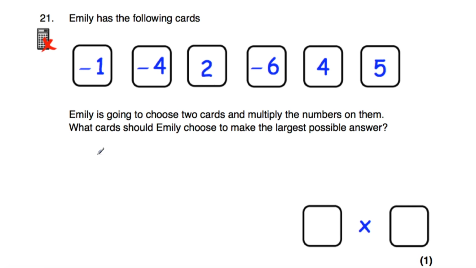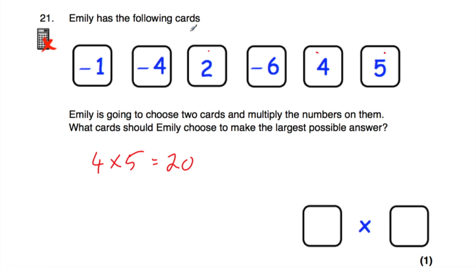So let's consider a positive times a positive, figure out what the largest possible result we could get for multiplying 2 positives. And then let's consider 2 negatives and see what's the largest possible answer you can get when we multiply 2 negatives together, and see which one of those is going to be the best answer. That'll tell us which cards Emily should choose. So let's start off with the largest answer we can get when we multiply 2 positives. The positive numbers are 2, 4, and 5. So the largest 2 we can multiply are 4 and 5. So 4 times 5 is 20.